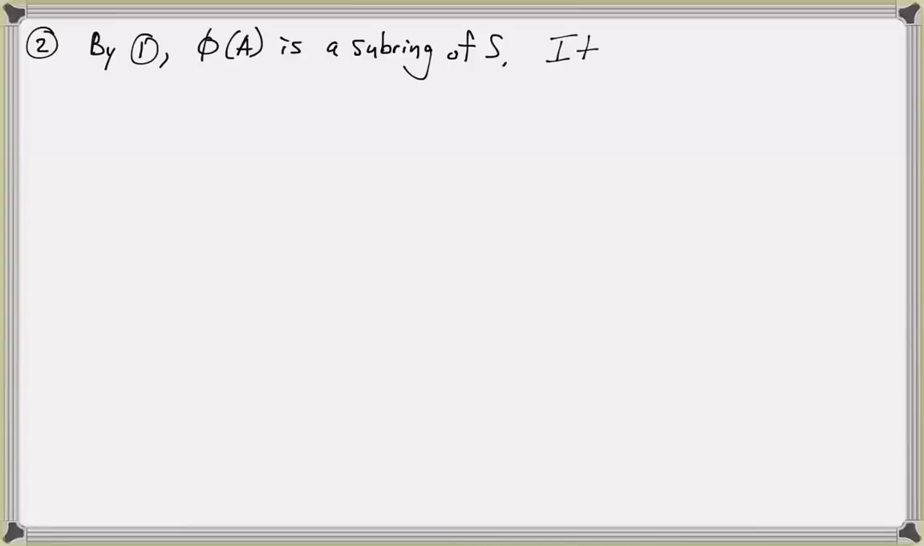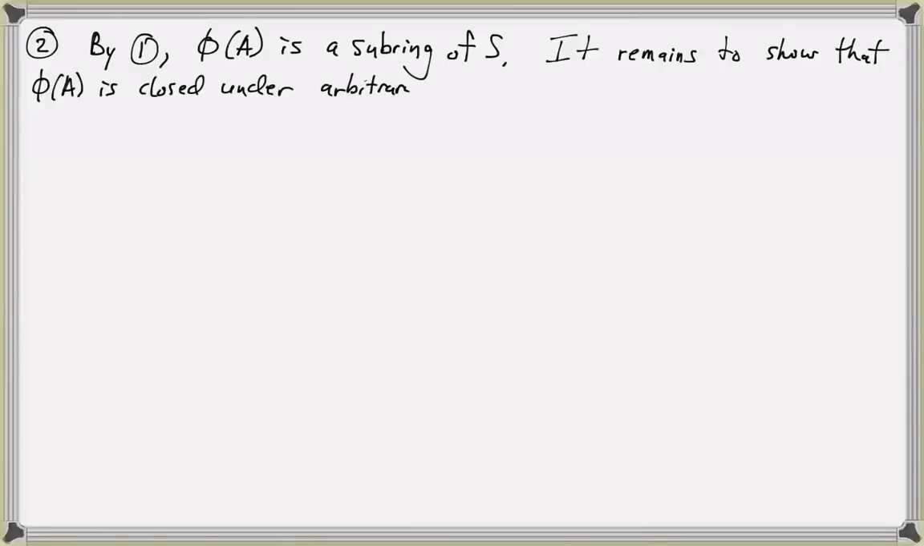Now for the proof of property 2, we know by property 1 that phi of A is a subring of S. So again, we're assuming that A is now an ideal of R. So it remains to show that phi of A is closed under arbitrary multiplication in S, and that will show that phi of A is actually an ideal.